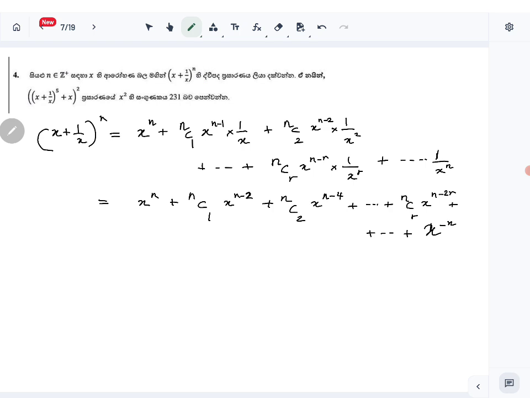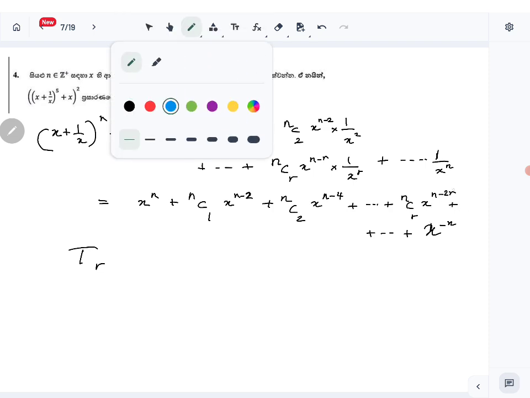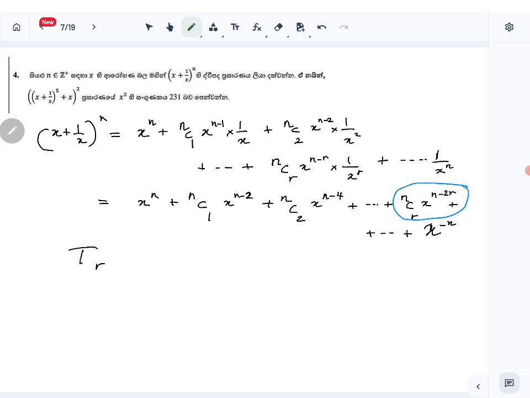Right, now we have to use that, and we'll use the general term. Let me write the general term. General term was this one, that is T(r+1). So that is what? nCr x^(n-2r), right? Okay, then we wrote the expansion. Now find the x squared coefficient, and we have to show it's 231 of this expansion.